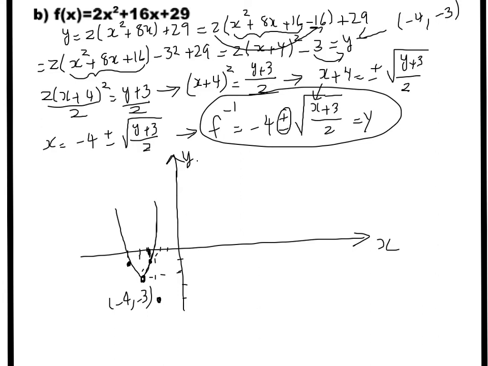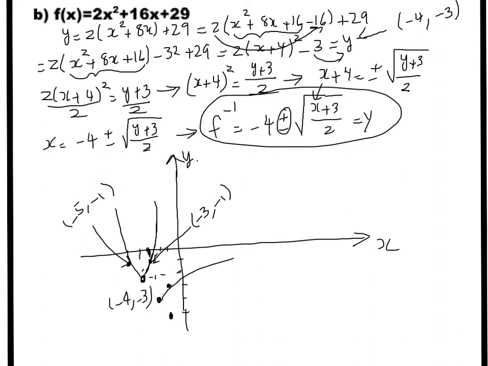Another point that we used on the function was this point, which was negative 3 and negative 1. So on the inverse, it's going to be negative 1 and negative 3. So negative 1 and negative 3 is going to be this point. Another point on the function was this one, which was negative 5 and negative 1. So on the inverse, it becomes negative 1 and negative 5. So negative 1 and negative 5 becomes this.